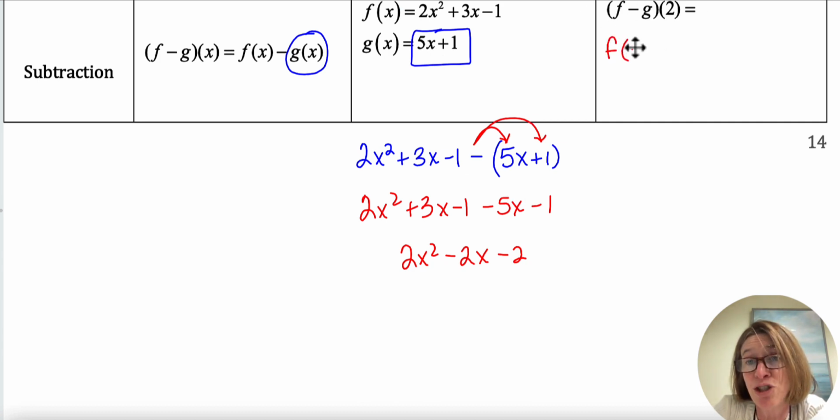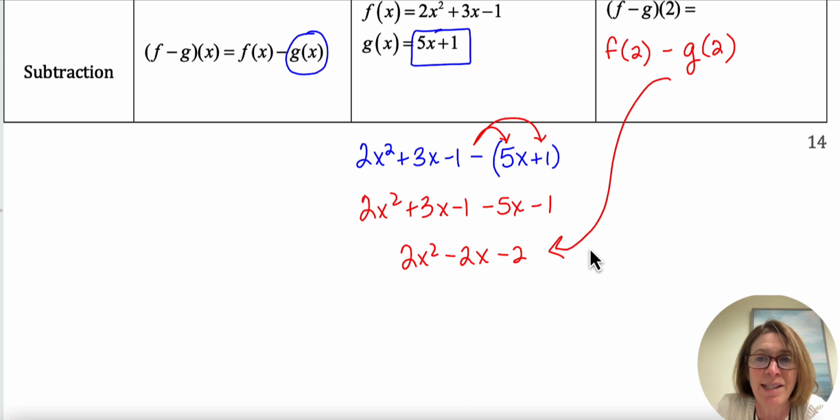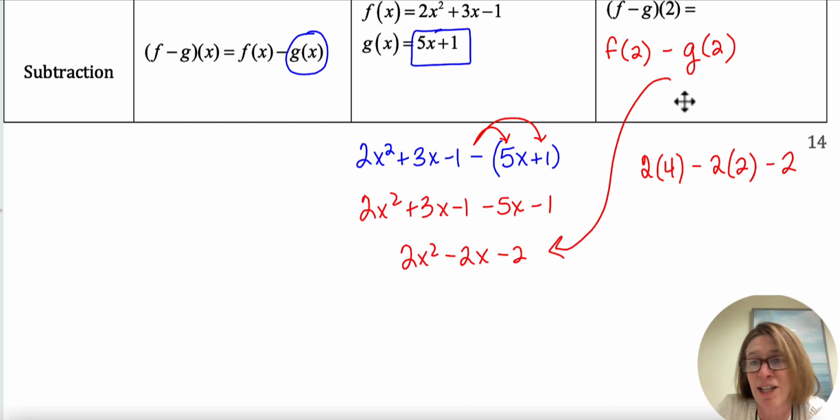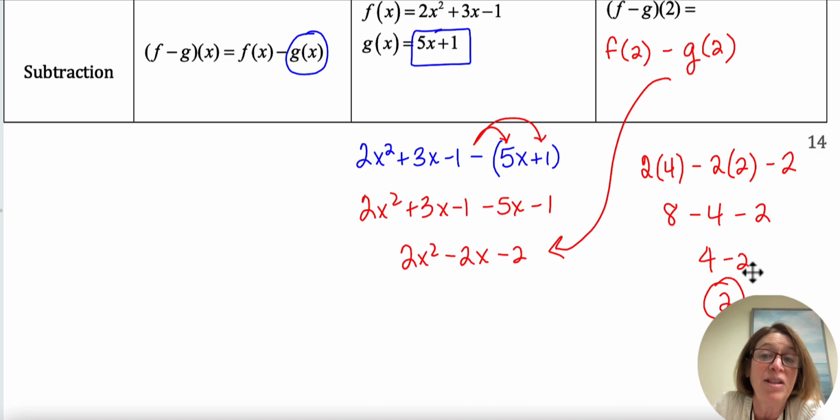Again, you could do f of 2 minus g of 2, or you could evaluate after you subtracted the equations together. So I'm going to do it this way. I'm just going to go into this function. So 2 times 4 minus 2 times 2 minus 2. Gosh, that's a lot of 2's. So 8 minus 4 minus 2, which is 4 minus 2, which is 2. So f minus g of 2 is 2. All right, so that's subtraction.